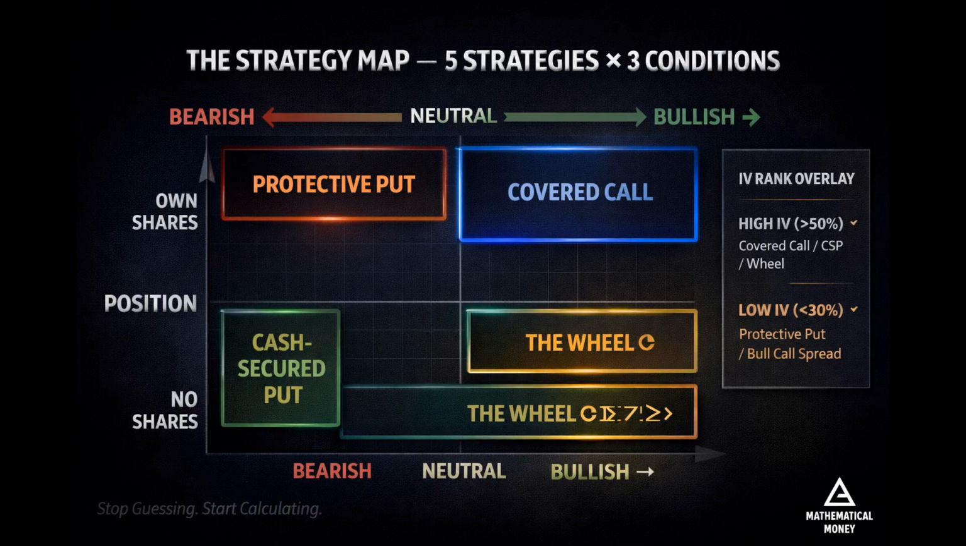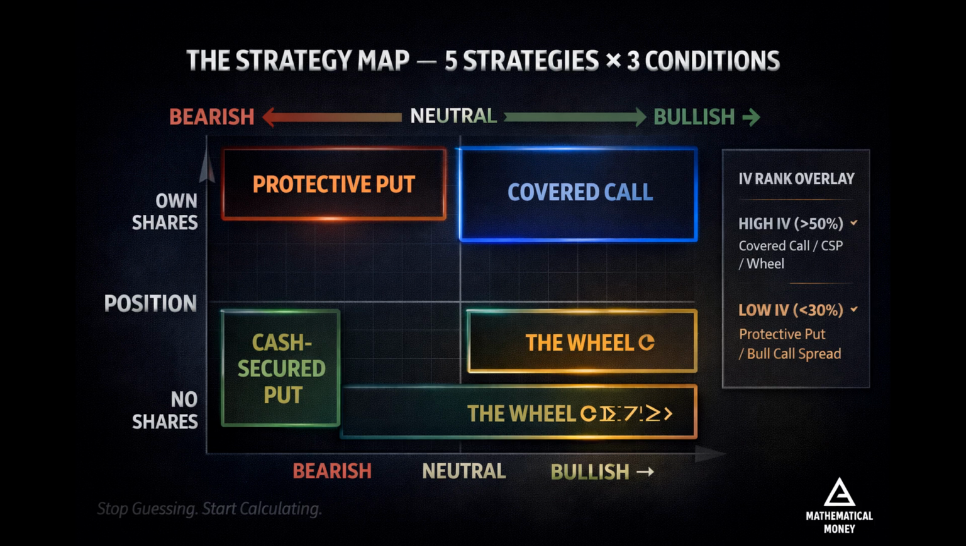Here is the full strategy map, 5 strategies positioned by market condition and position type. On the horizontal axis, your market outlook, from bearish on the left to bullish on the right. On the vertical axis, whether you own shares or not. Top left, you own shares, bearish, protective put. Top center, you own shares, neutral, covered call. Bottom center, no shares, neutral, cash secured put. Bottom right, no shares, bullish, bull call spread.